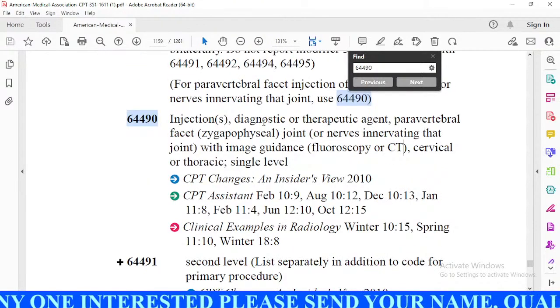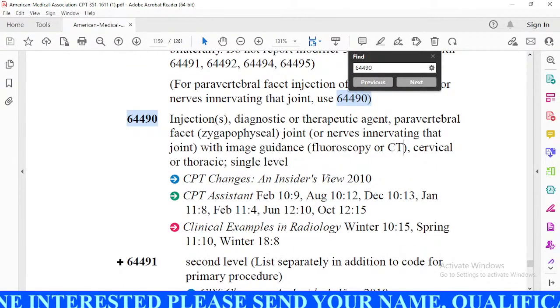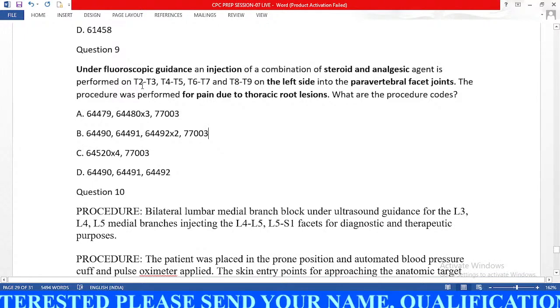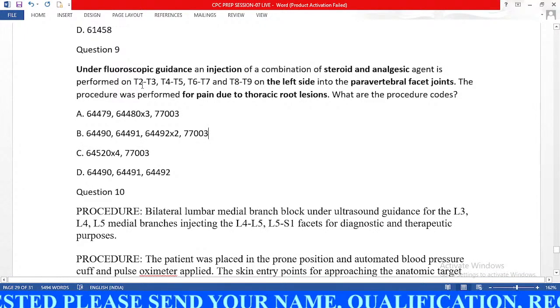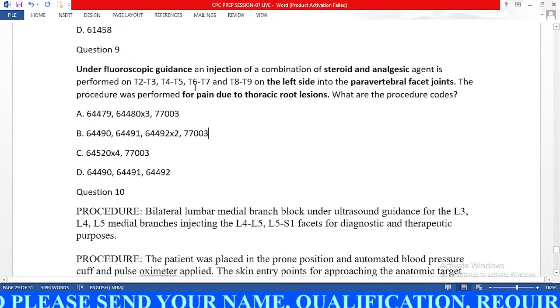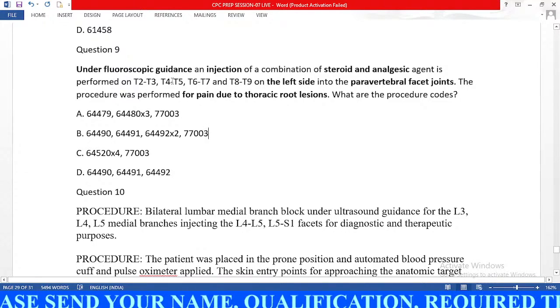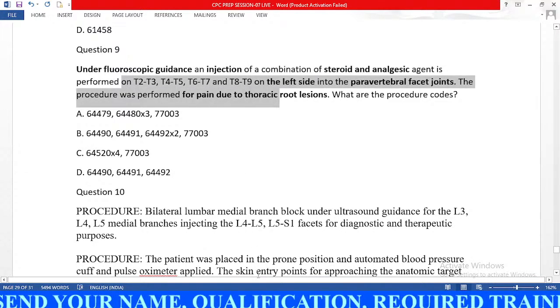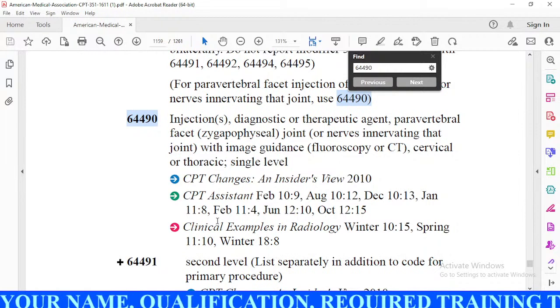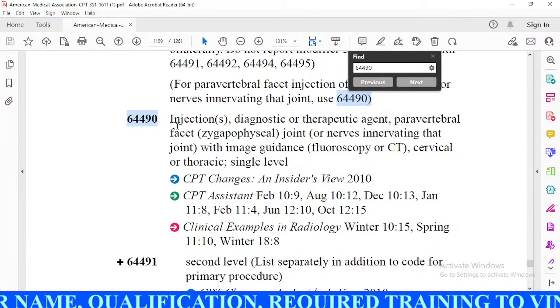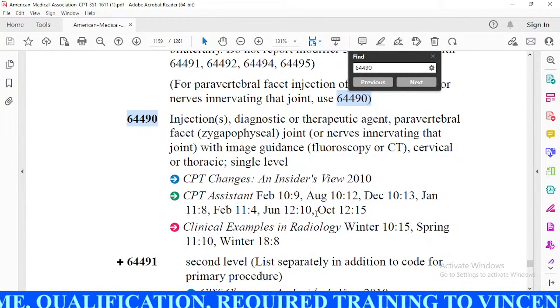So first, in order to code this, we need to understand the levels here. We have a total of 4 levels: 2 to 3, 3 to 4 to 5, 6 to 7, and 8 to 9. So we have 4 levels in total. 64490 is for the first level, single level.